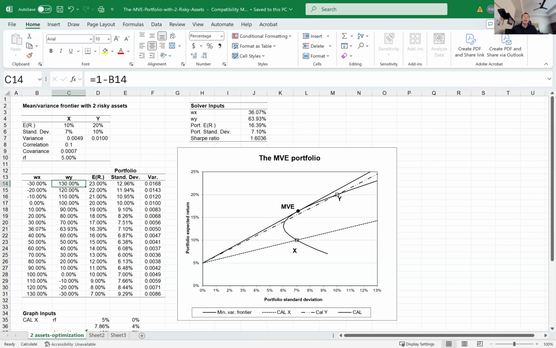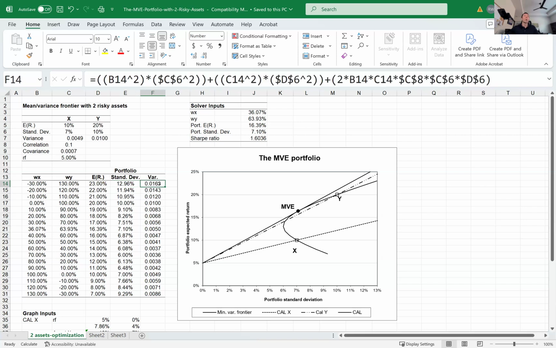And what does that do? That allows us to go up here, on the hyperbola, where we have more than 100% of our money in Y and a negative weighting on X. And we can see here, for example, the expected return on the portfolio is 23%. Standard deviation is this. And then here is the variance, which is, of course, the standard deviation squared.